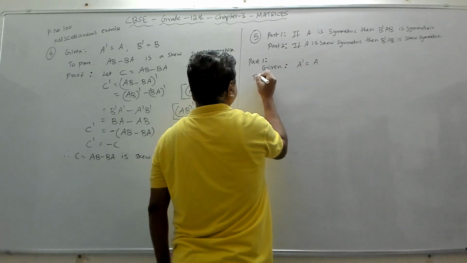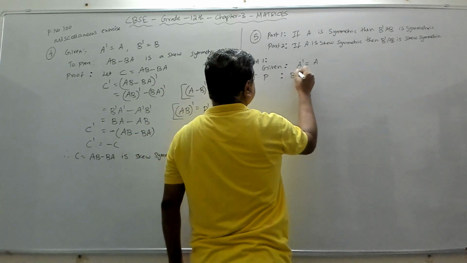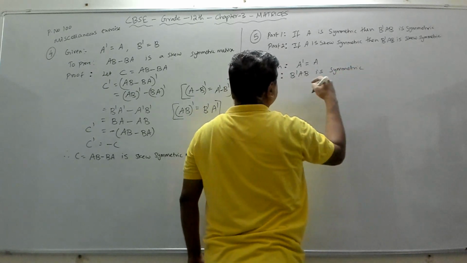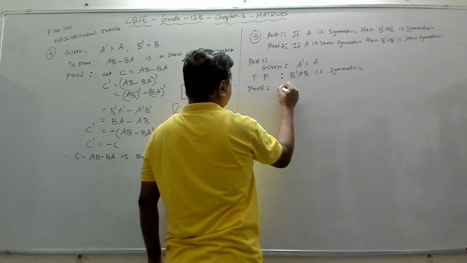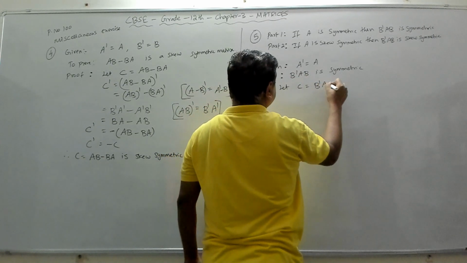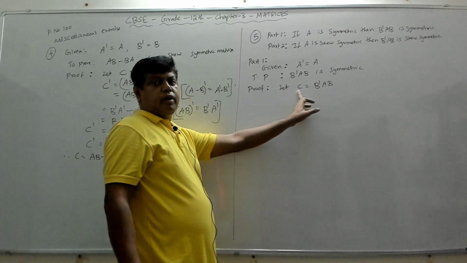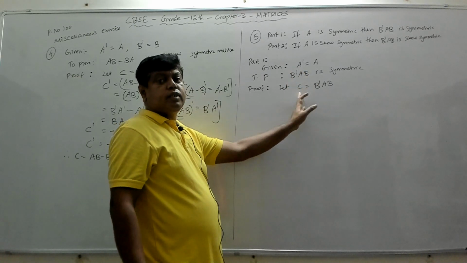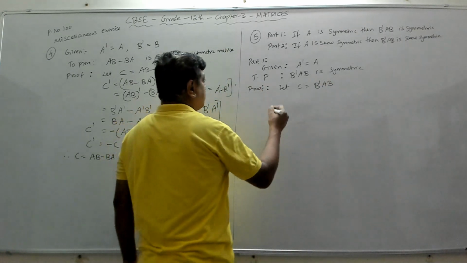What we have to prove, TP means to prove, is that B transpose AB is symmetric. Proof: let C equal to the entire thing, B transpose AB, be the C matrix. Now to show that C is symmetric, I have to prove that C transpose equals C. When C transpose equals C, then C is called a symmetric matrix, which means B transpose AB becomes a symmetric matrix.